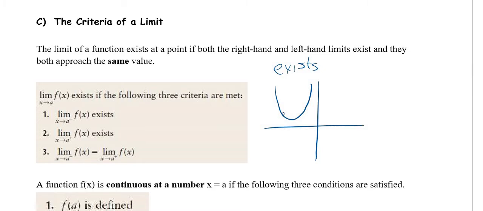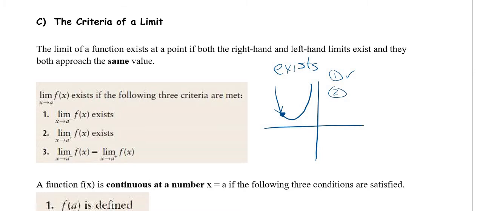Let's say this point here. Now the reason we know this exists, let's take a look at our criteria. The first thing we need to know is, does the left-hand limit exist? In this case, we're looking from the left, it does approach a point. So in this case, it exists. So condition 1 is satisfied.